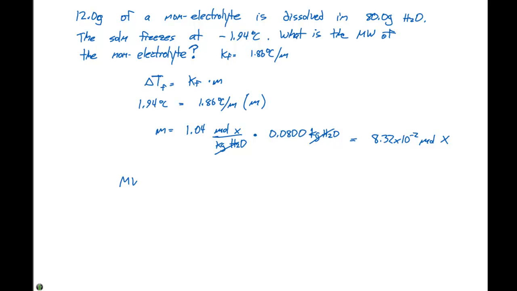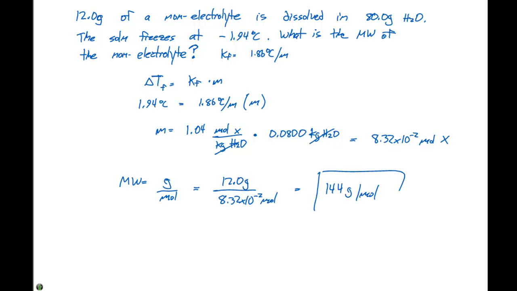Remember that molecular weight is equal to grams per mole, or has units of grams per mole. Here we start with 12.0 grams of our non-electrolyte. We know that we have 8.32 times 10 to the minus 2 moles. And if we divide that, we get 144 grams per mole for our molecular weight of our non-electrolyte.